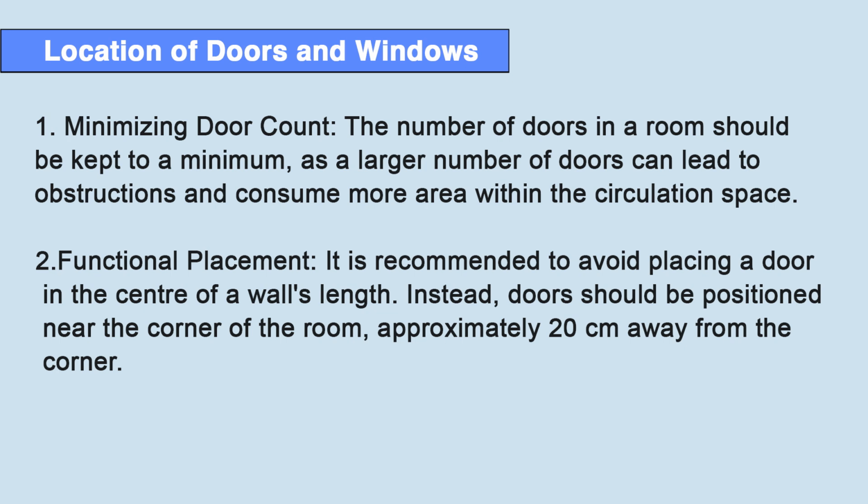Second one is functional placement. The placement of a door should meet the functional requirement of the room. It is recommended to avoid placing a door in the center of a wall length. So, where are we supposed to locate the door? The door should be positioned near the corners of the room, approximately 20 centimeters away from the corner.